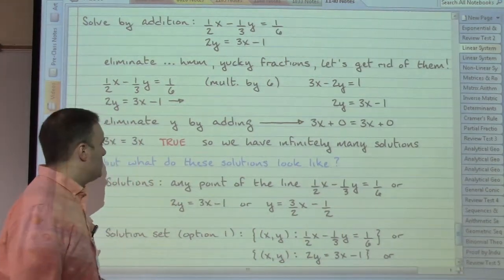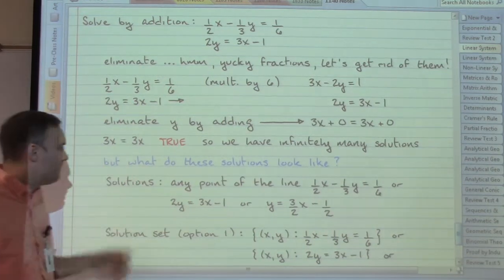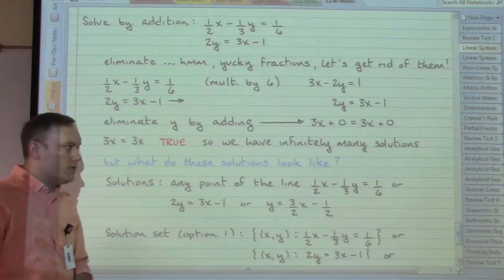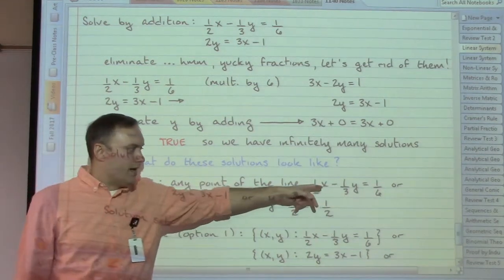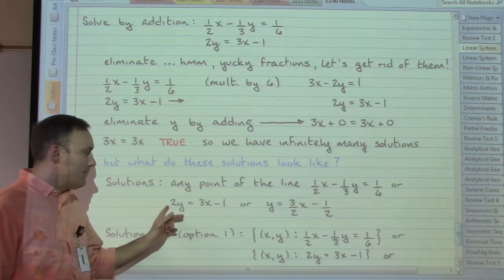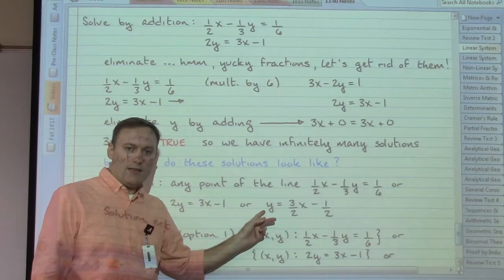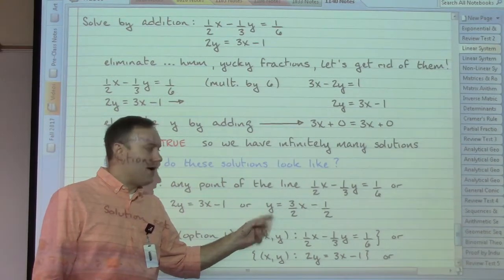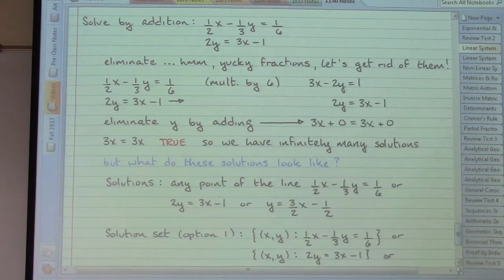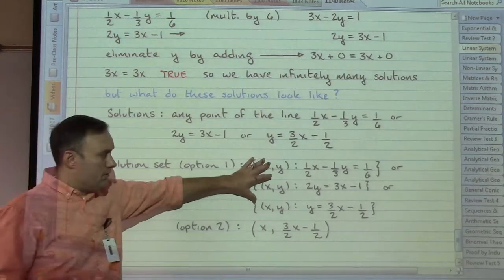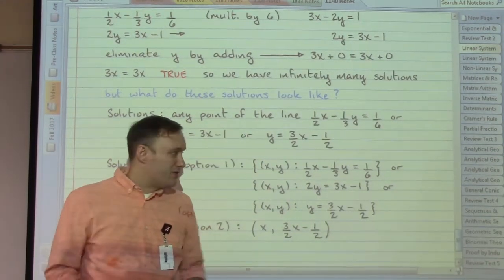And we get a 3x equals 3x, which is true. So according to the comments that we had made before, we would have infinitely many solutions. And we would need to have some sort of version of what those solutions look like to be as thorough as possible. So we can say different things like any point that's on the line 1/2 x minus 1/3 y equals 1/6. Or we could say any point that's on the line 2y equals 3x minus 1. Or if we rearrange things and had that slope-intercept form, any point that's on the line y equals 3/2 x minus 1/2. And so we could also give a solution set, which we've seen in a few other occasions, and we're basically given that line, because it's all the same line, any version of it that you would like, as long as it's a correct version of that line.